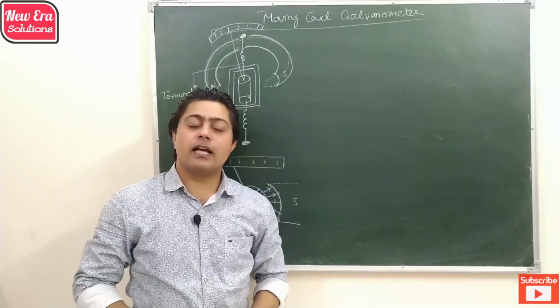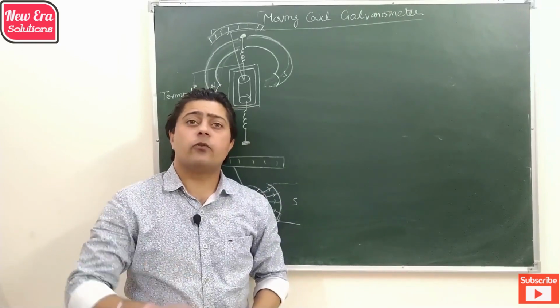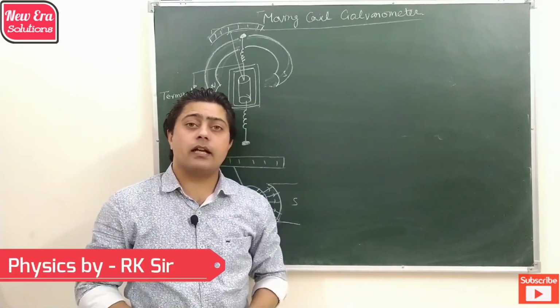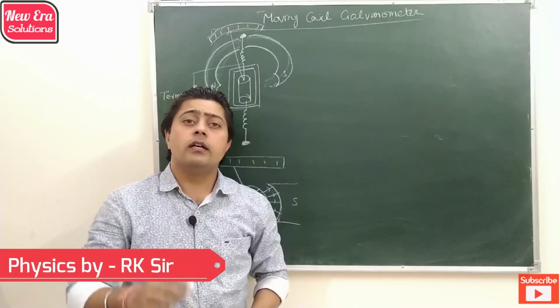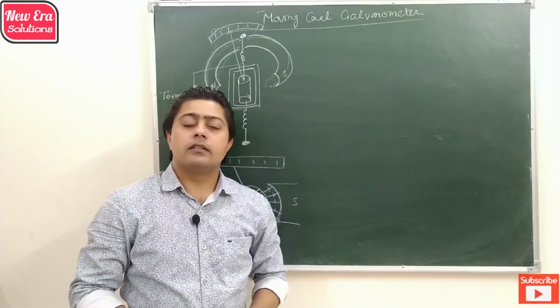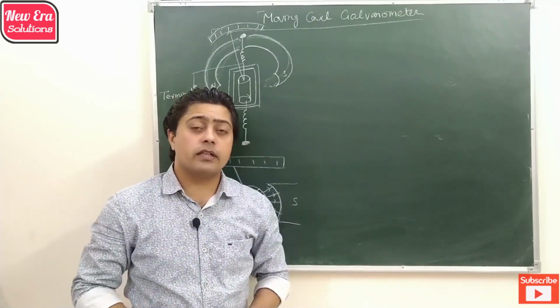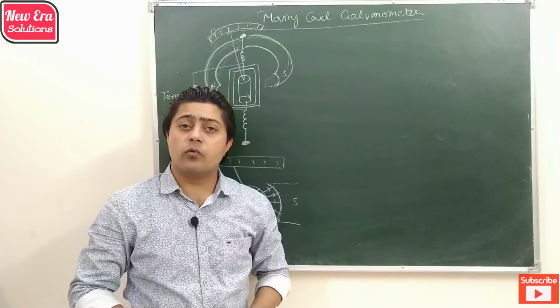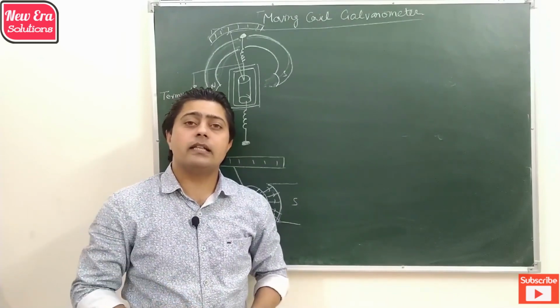Hello guys, so in the last video we discussed the force acting on a current carrying conductor and the torque acting on a current carrying loop by the external magnetic field. In today's video we are going to study a very important topic, that is the moving coil galvanometer and its application.